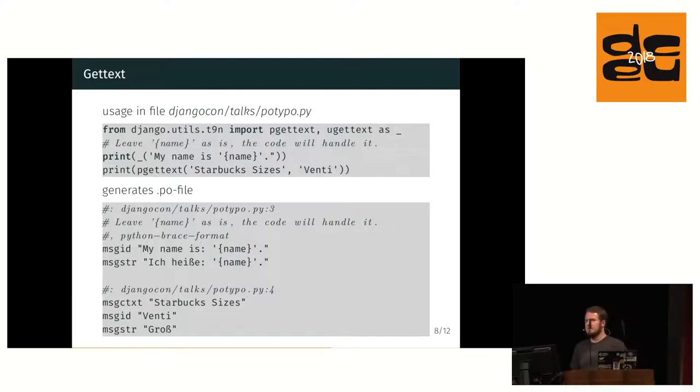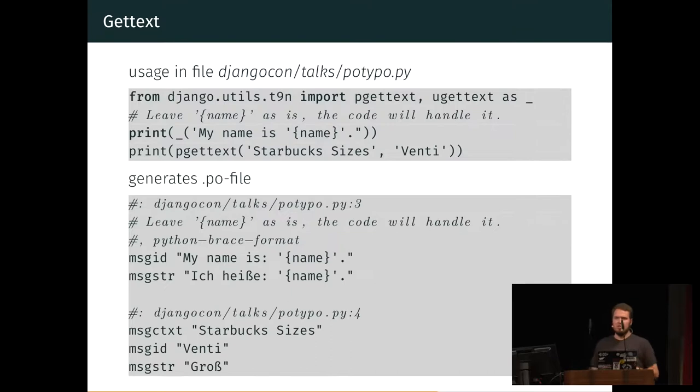It adds that this is the Python brace format, which is a thing that tells getText that this is special, or the thing in curly brackets is special. It shouldn't handle this. And you can add a message string or a translation for this. In German, this would be "ich heiße {name}".